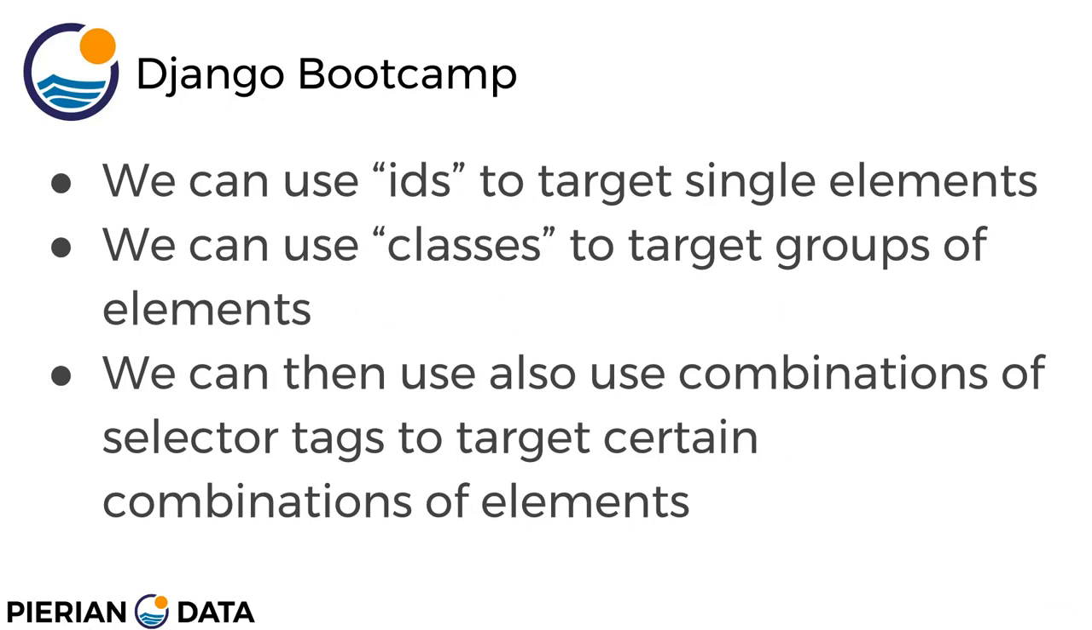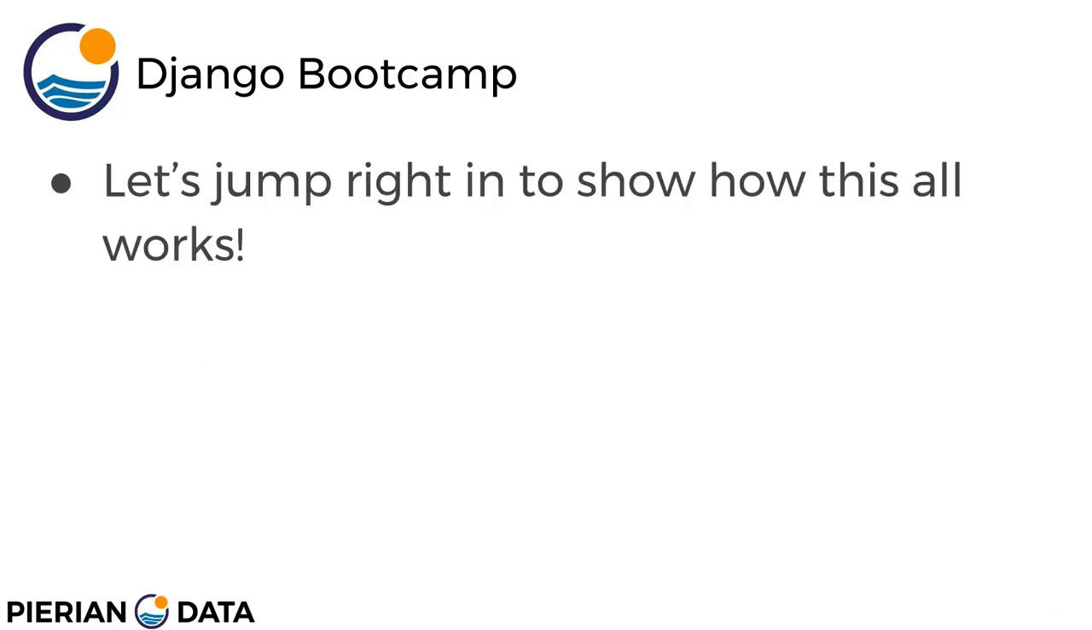We can use IDs to target single elements, and we can use classes to target groups of elements. And then we can also use a wide variety of combinations of selector tags to target certain combinations of elements, things such as descendants or adjacent siblings. And we're going to talk a lot more about that. So let's jump right in to show how this all works.